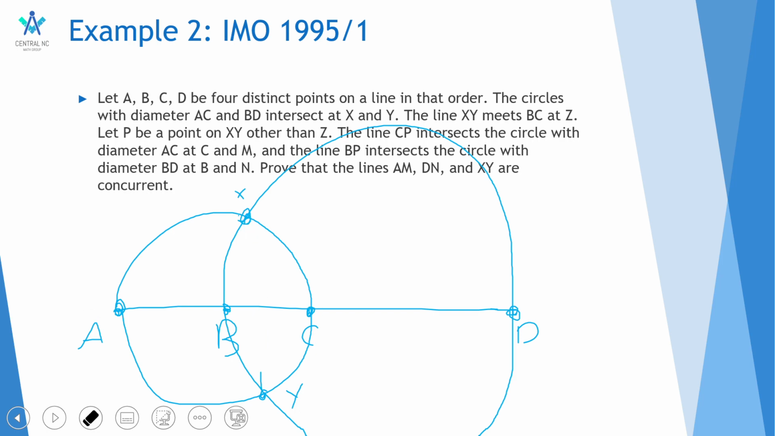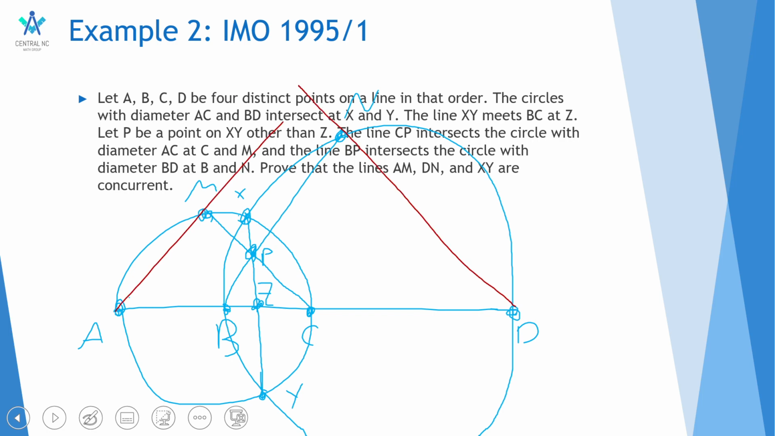I have a bad habit of just sketching it like that. And the line CP, sorry, I'm getting ahead of myself. So P is a point on XY other than Z. We'll work it up here because the bottom part of the diagram is kind of closed right now. And line CP intersects the circle at C and M. So this is M, and BP intersects the circle at N. We're trying to prove that AM, DN, and XY are concurrent.